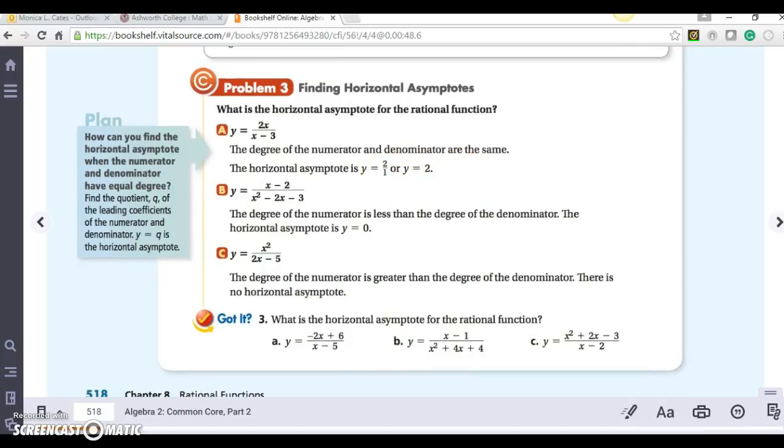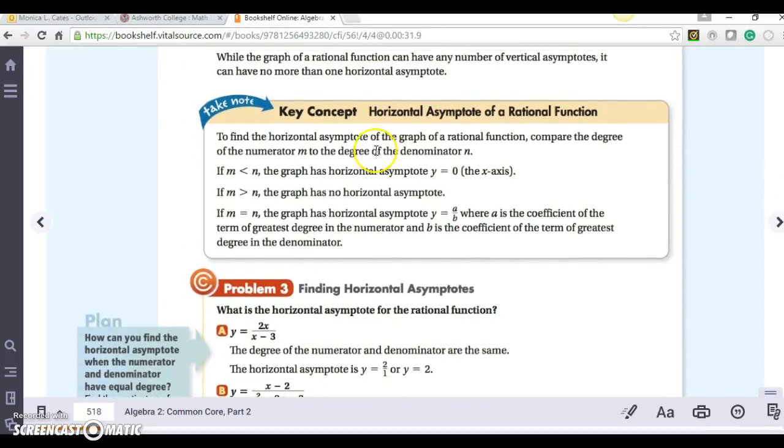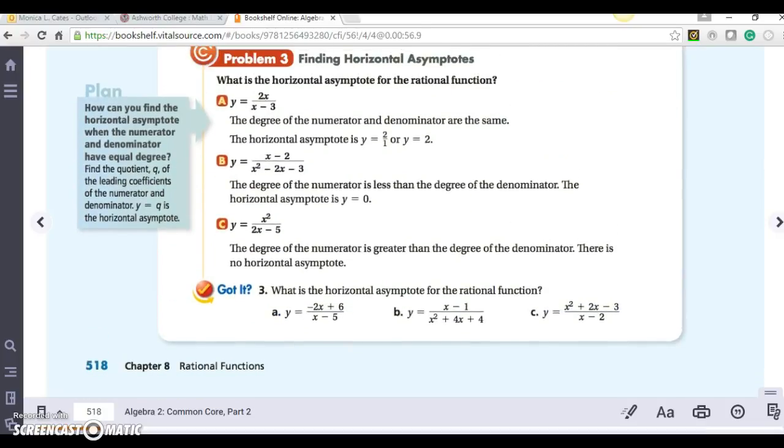Let's take a look at the second one. Here my degree is 1 and my degree here is 2. So that means the degree of my m is less than the degree of my n. So the degree of the numerator is less than the degree of my denominator. So that means, and we can go back up to the box to remind ourselves, if m is less than n, then the horizontal asymptote is y equals 0. And that's what they have here. The horizontal asymptote is y equals 0.